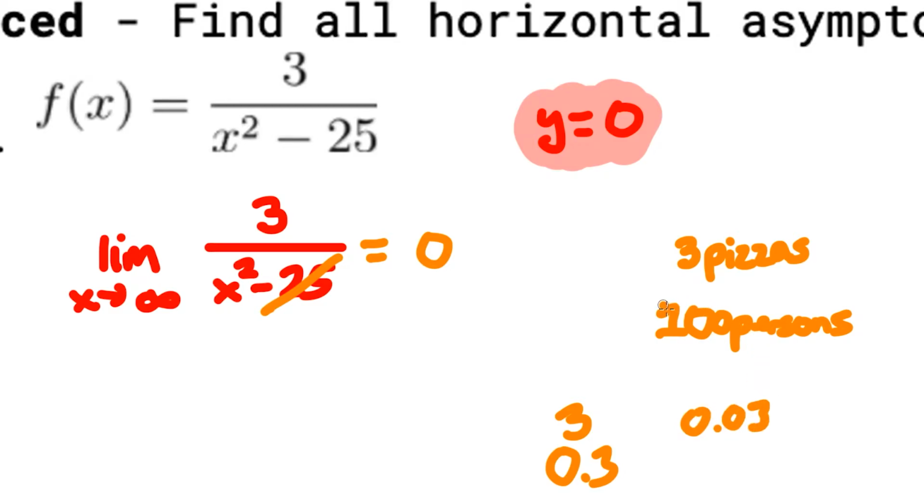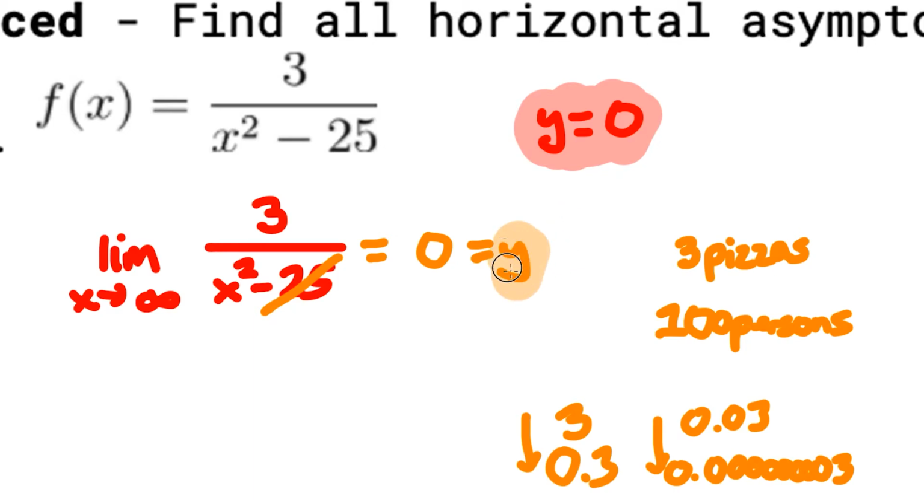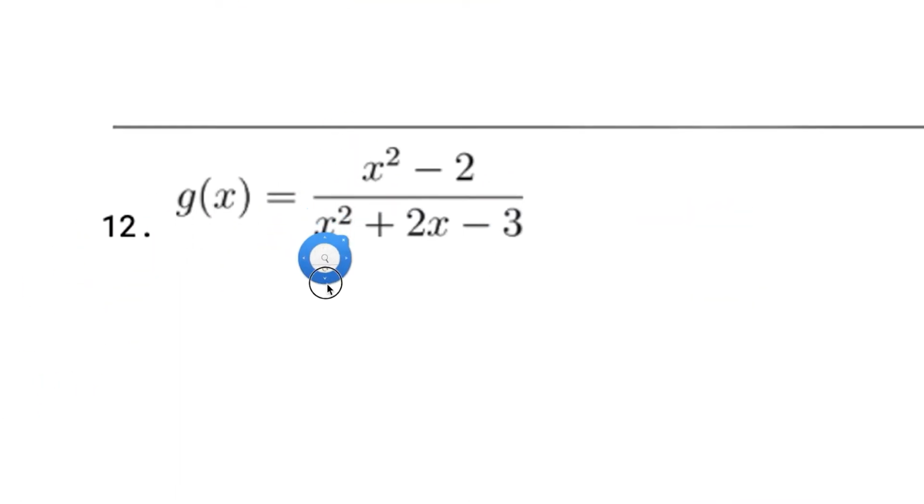Well, what if I did infinity, where it's 1 with infinitely many zeros at the end of it? It's going to basically be 0.000000000, just 0 repeating, and then there's a 3 at the end. Long story short, you should notice the trend. This is getting closer and closer to 0, which is our answer for this problem. So when in doubt, think about it like pizzas. You're doing 3 pizzas divided by infinitely many people. Basically, everyone gets nothing.